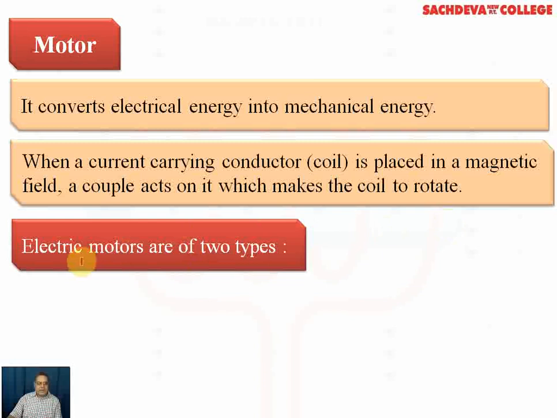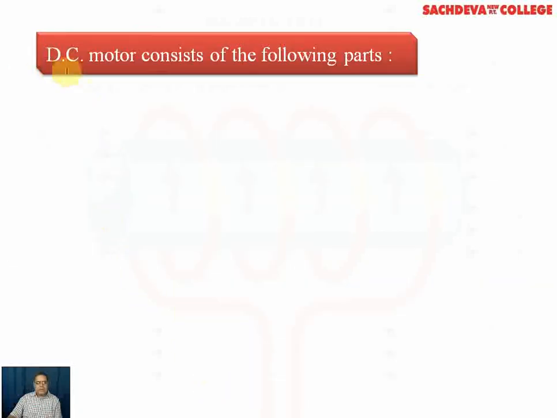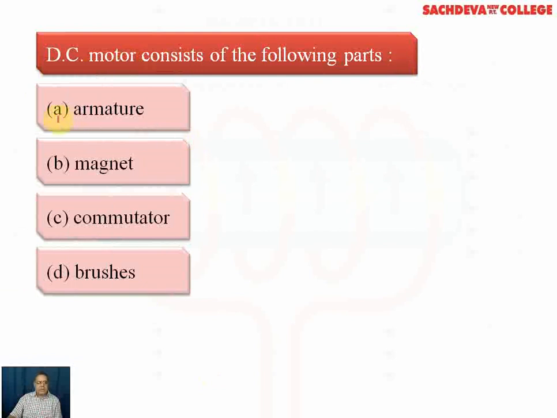Then we come to electric motors, which are of two types. We classify them into two types: one is the alternating current motor, the other is the direct current motor. Alternating means that the current is variable, that is, the direction changes periodically. Direct current means that the direction is always the same. A DC motor consists of the following parts. The parts are again the same: the armature, the magnet, and instead of slip rings, it will be a commutator. And the last one, the brushes.